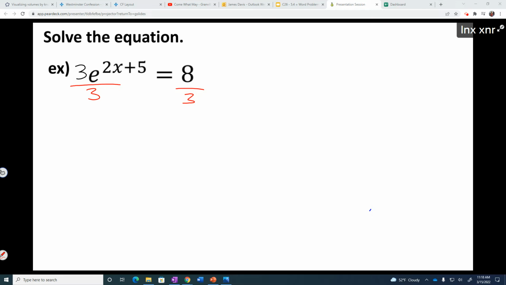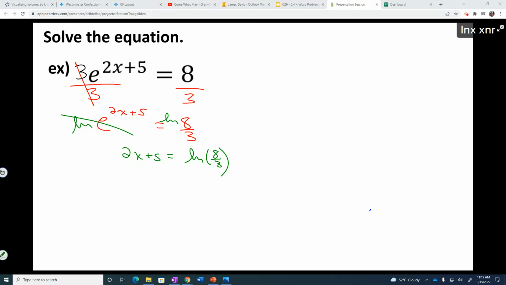This isn't going to look pretty as our final answer, but we're going to divide there first so that we have the e all by itself. And then once you get the e by itself, then you'll natural log it. So that's always going to be the strategy, is to get the e by itself first. Natural log both sides. And then we have 2x plus 5 equals the natural log of 8/3.